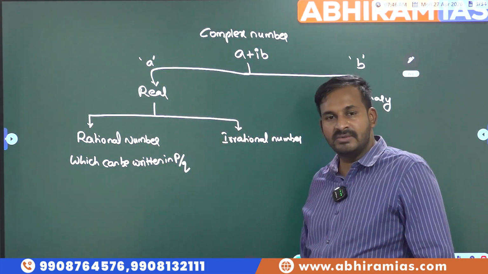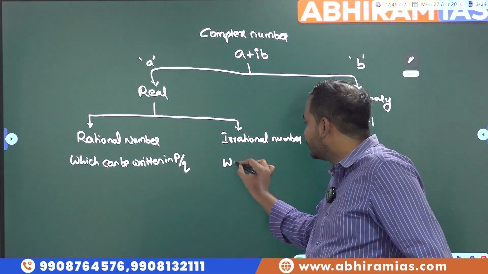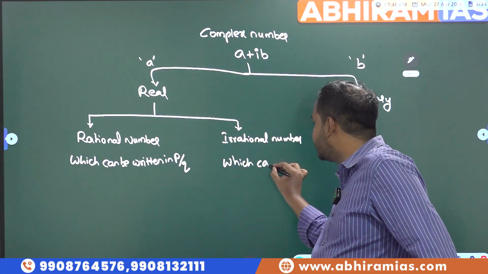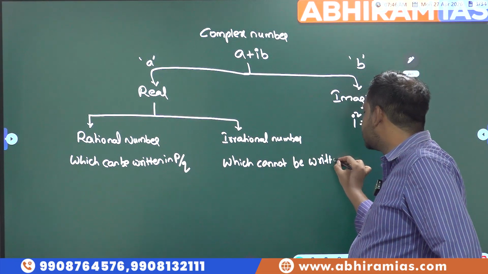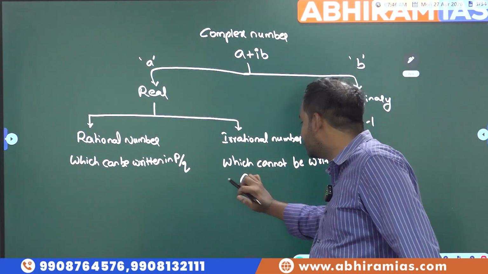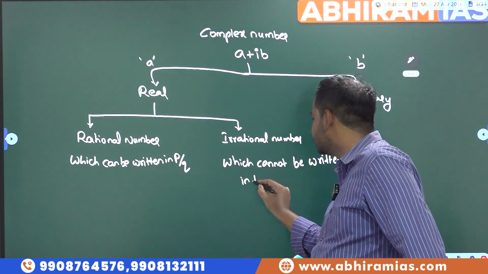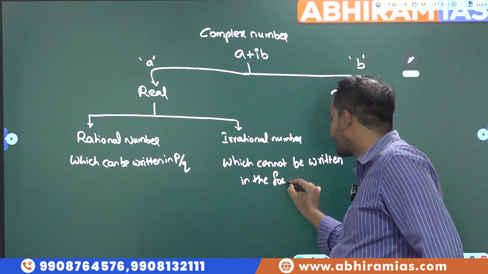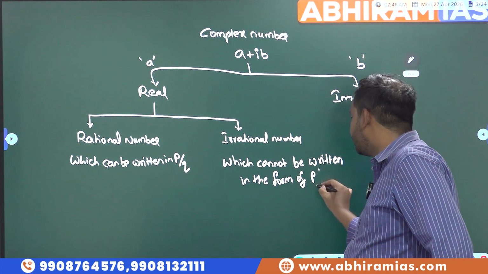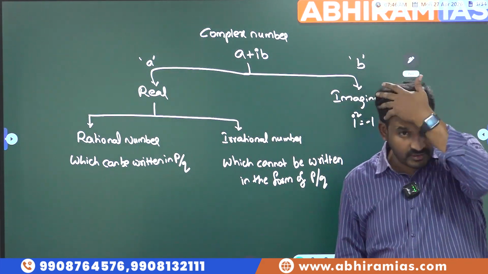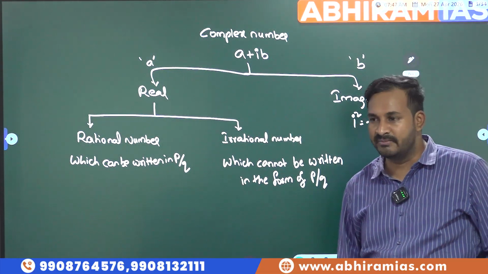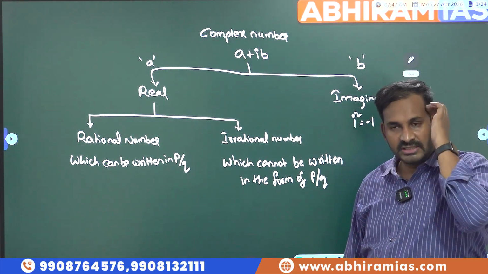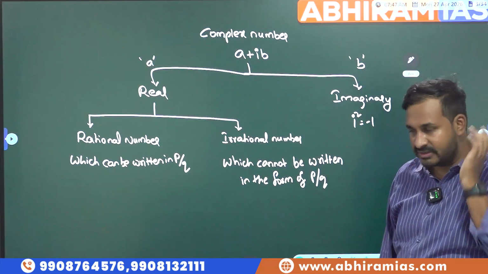Now, what type of numbers are called irrational numbers? Which cannot be written in the form of p by q. Those types of numbers are called irrational numbers for us. So, what are the examples of irrational numbers, students?